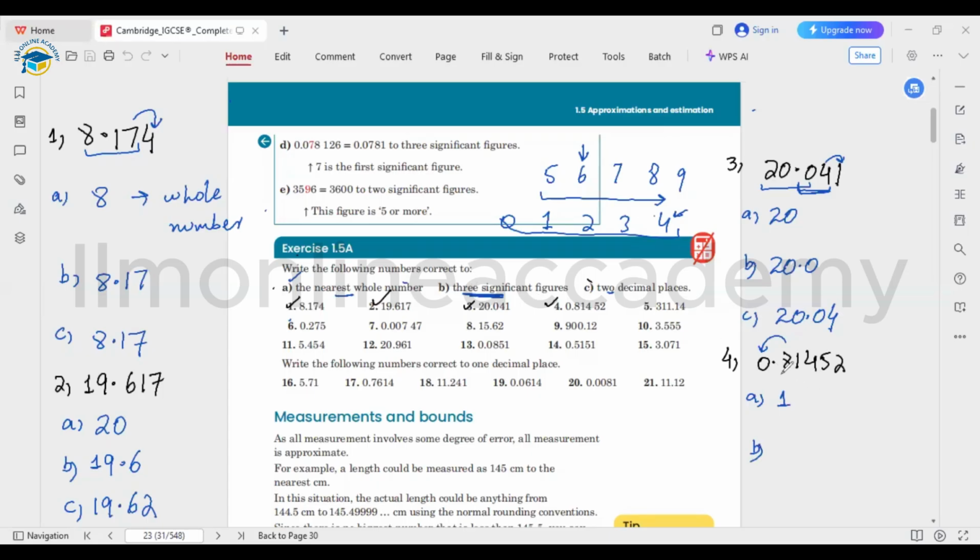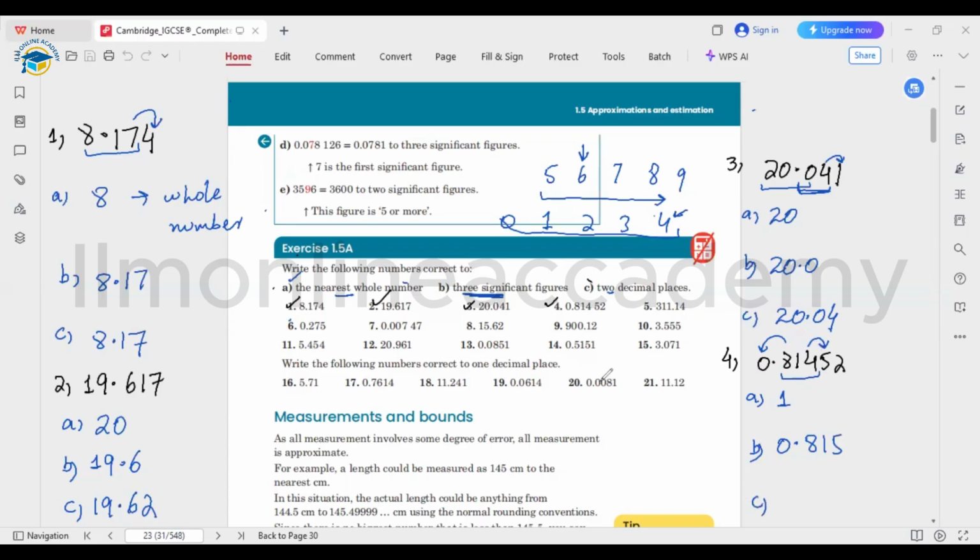So after the decimal point, you need to check three significant figures because 0s at the start are not significant. So 1, 2, 3, these are three significant figures, but after 4 there is the number 5. So it means that you need to add one to the previous one. So you will be writing it as 0.815 rather than 4.